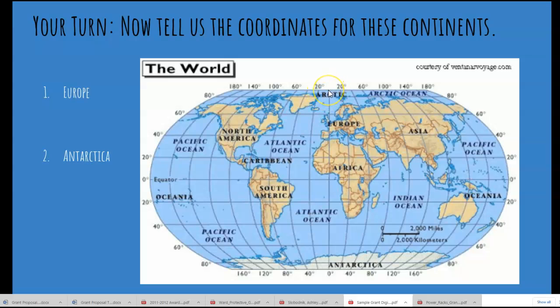This will be your final, this is what you will turn in on Seesaw to your teacher, finding the coordinates for Europe, which is here, finding that coordinate, and the coordinates for Antarctica. Good luck today!